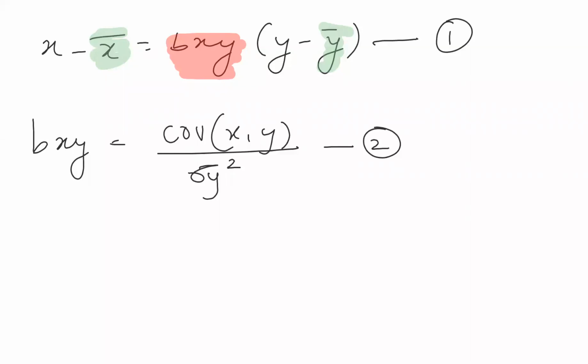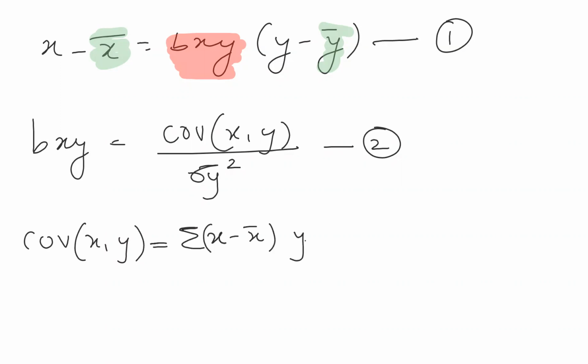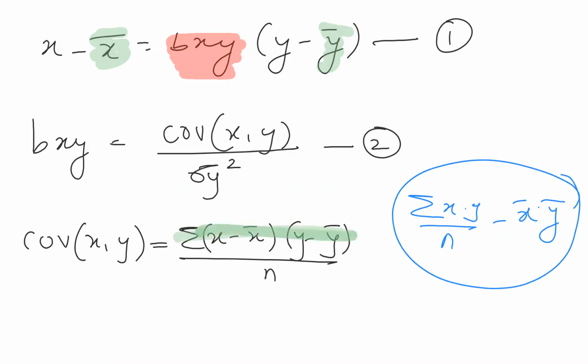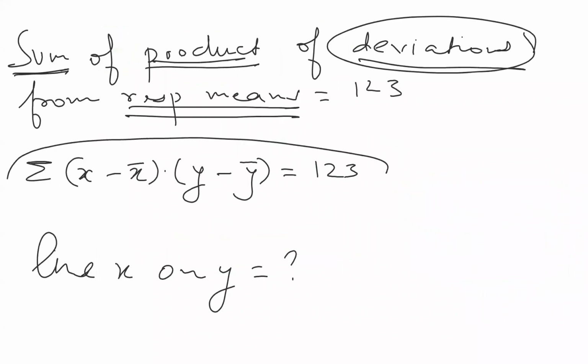Now covariance of xy. Again, there are two formulae. Summation of x minus x bar times y minus y bar upon n. This is the formula which I have written first. And there is one more formula, summation xy upon n minus x bar y bar. Now, certainly we cannot use the one in blue, because we have this data now: summation of x minus x bar times y minus y bar. This data we have written in the given part of the problem. I'll take you back to that slide. See, this data we have.